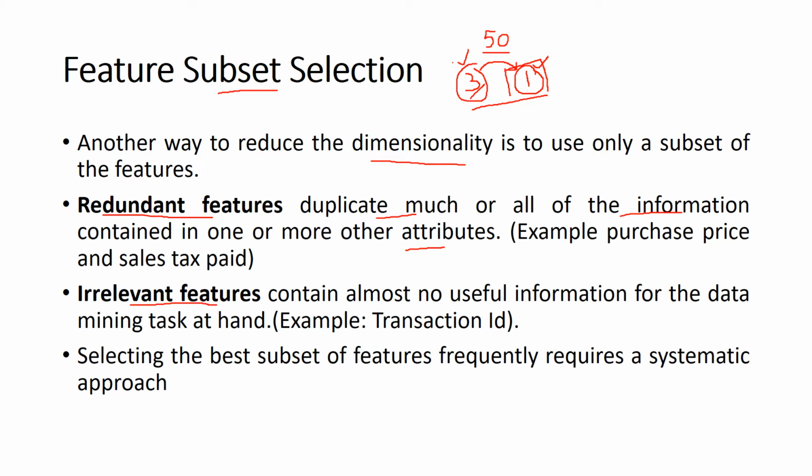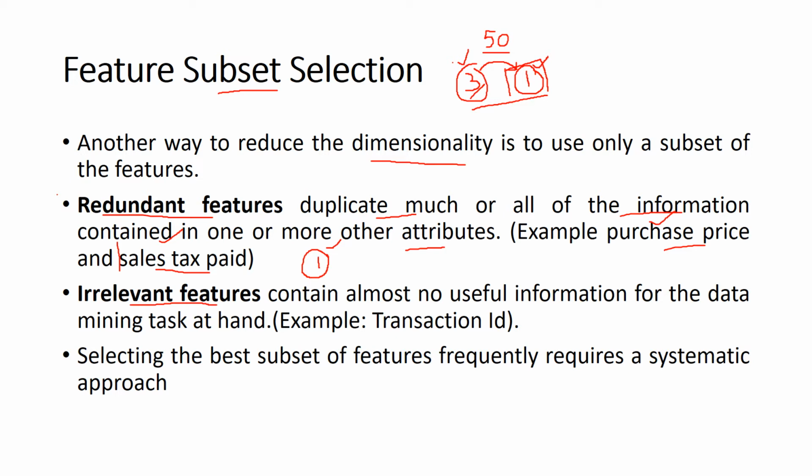For example, we have purchase price and sales tax paid as two features. These two features both talk about the same thing. So if we have the purchase price or the sales tax, that is going to be sufficient, and one of them can be removed. For example, sales tax can be removed and the purchase price can be kept. Such features are called redundant features. Among these two, purchase price and sales tax, we select only one field. That is how we reduce the number of features, and this is the way in which redundant features can be removed from the entire data set.